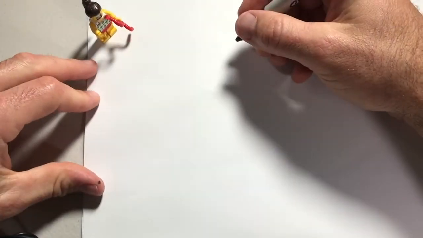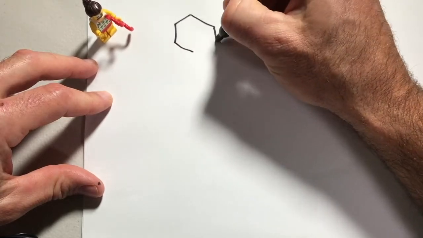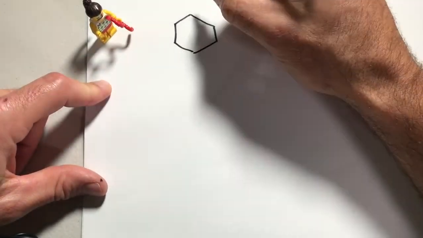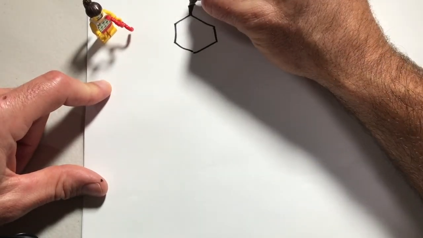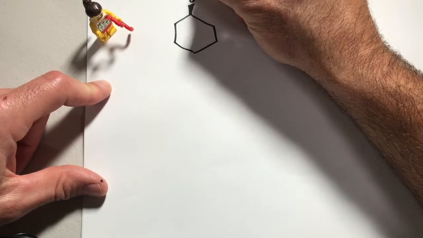Okay, so let's start off with another one. Let's start off with a flat structure, cyclohexane, and I don't know, let's say an upward projecting tert-butyl group right here.